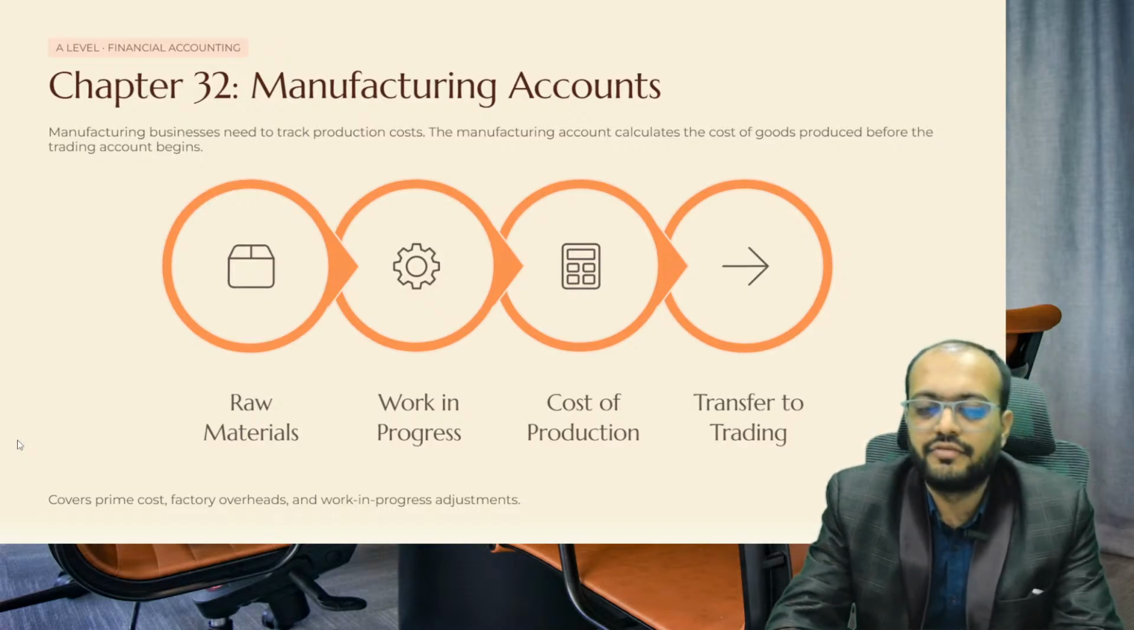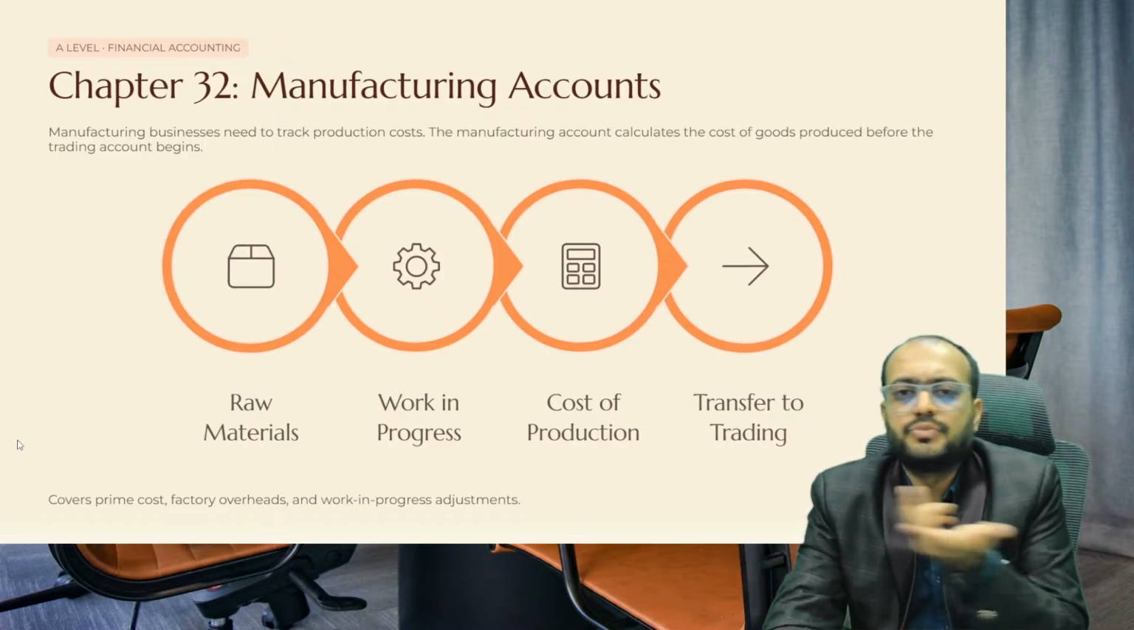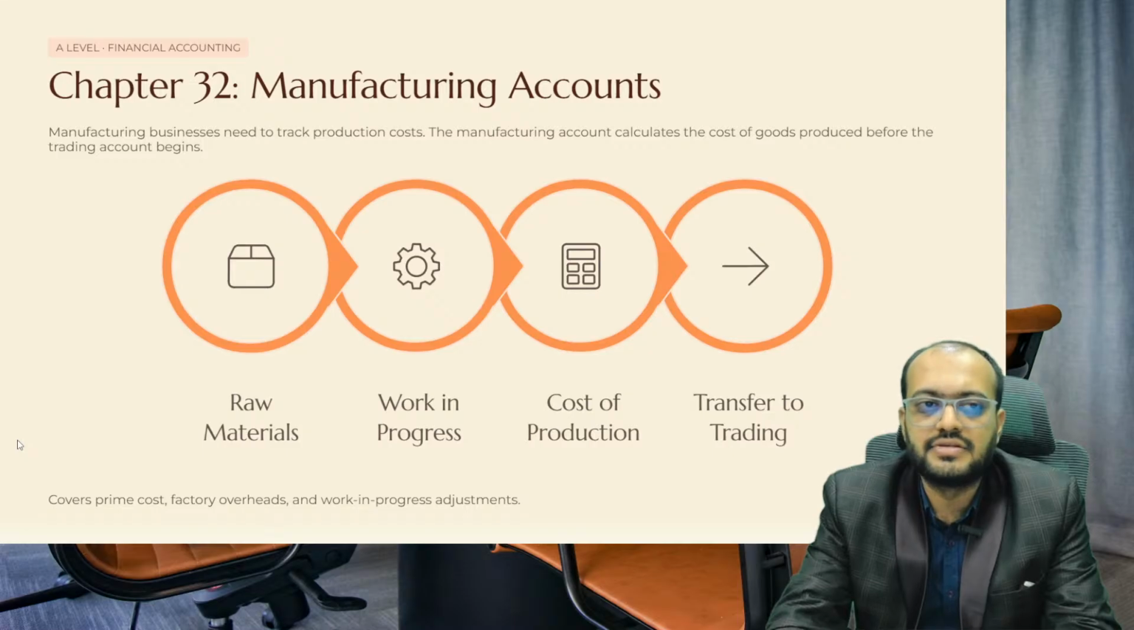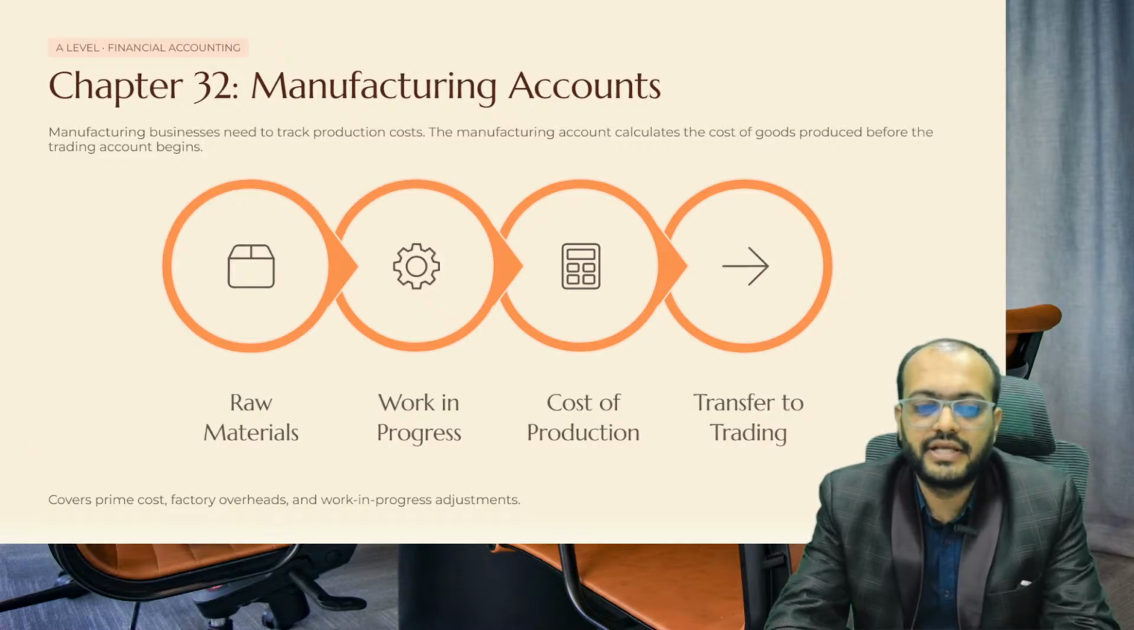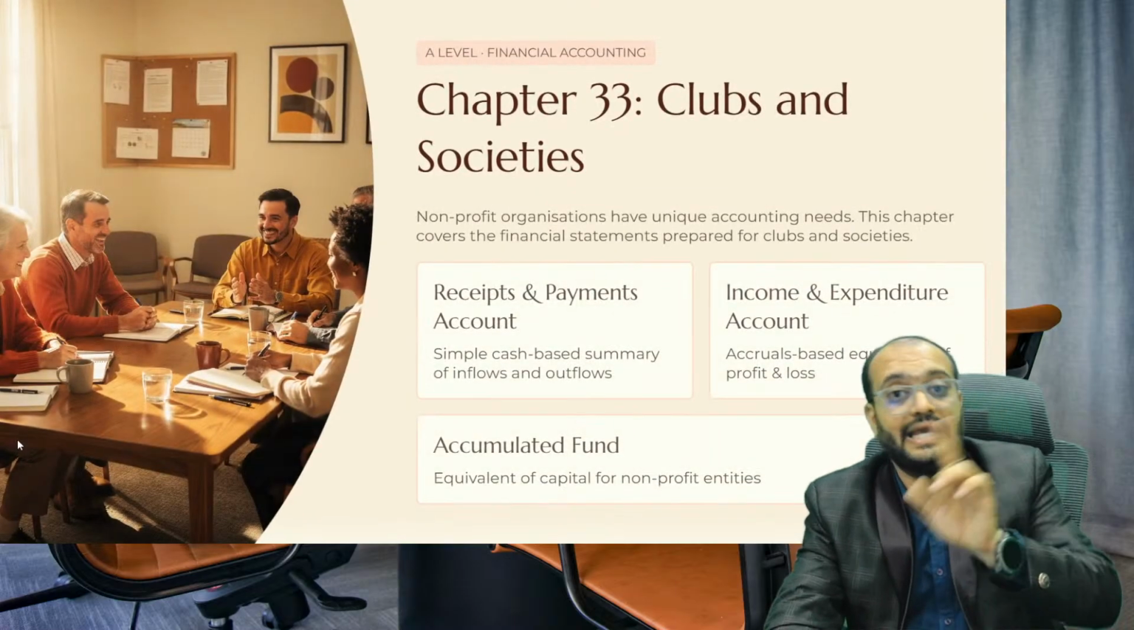And if we are a dealer, or we can say a trader, then we have to start from the trading account. Since we are not manufacturing, the manufacturing account is not to be prepared by us, if we are a trader. Next, chapter number 33, the second chapter in financial accounting at A level.